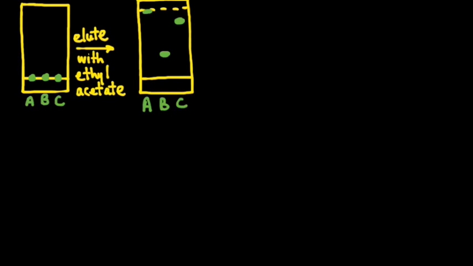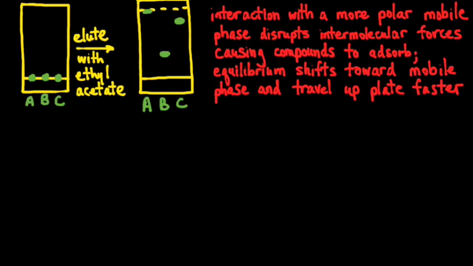Ethyl acetate is much more polar than dichloromethane. We see that the net result now has all three spots shifted higher up the plate. All three compounds interact more with the mobile phase, which disrupts the intermolecular forces causing the compounds to adsorb to the silica gel. The equilibrium then shifts towards the mobile phase, and the compounds travel up the plate faster.